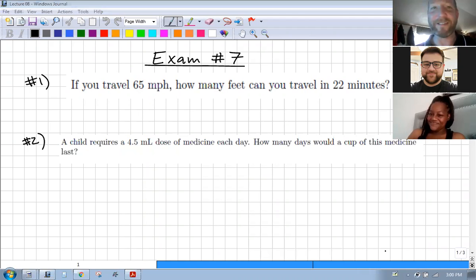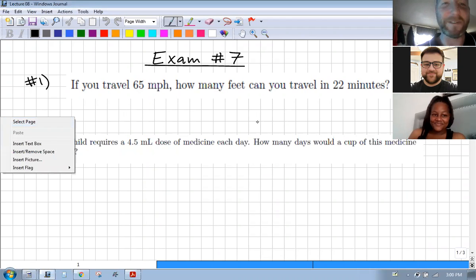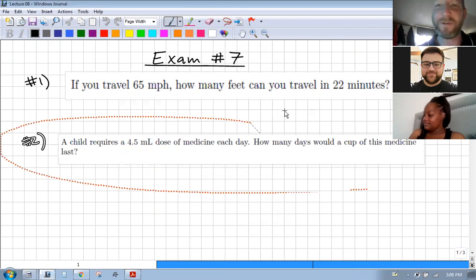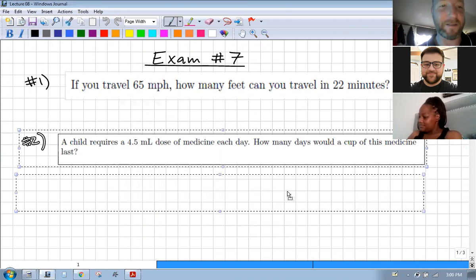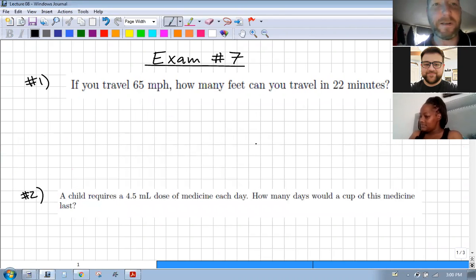All right. Let's start with exam number 7. I think most of y'all did fairly well on this. All right, number 1. If you travel 65 miles an hour, how many feet can you travel in 22 minutes?